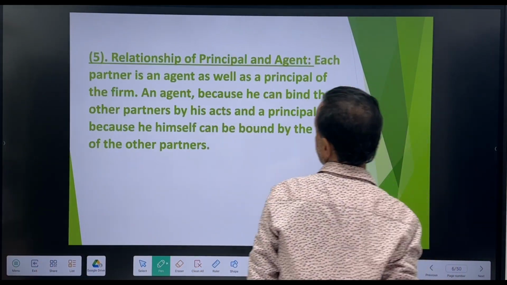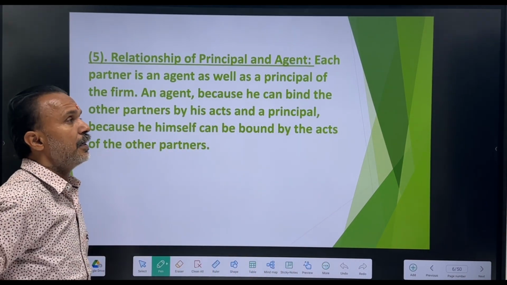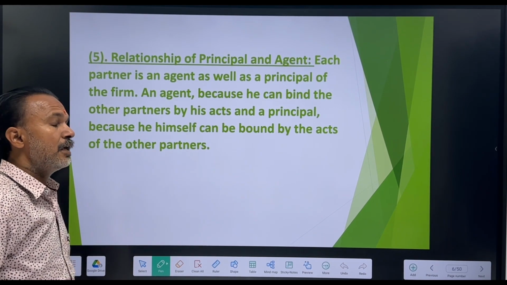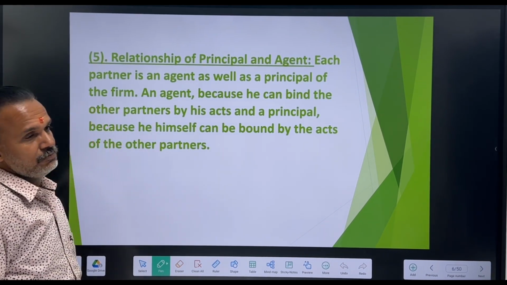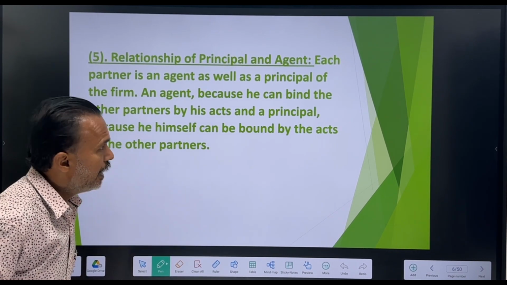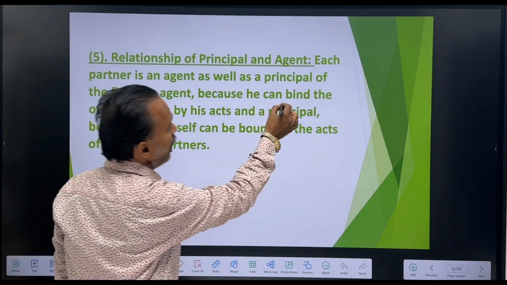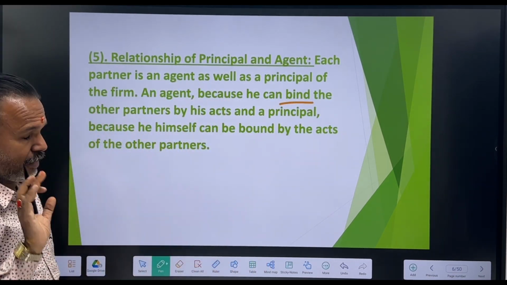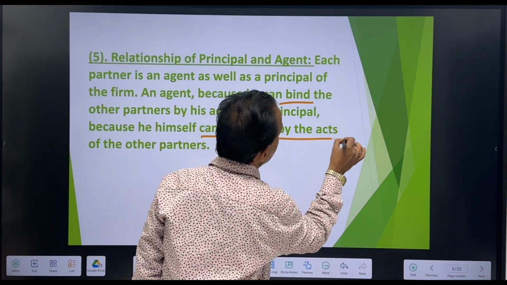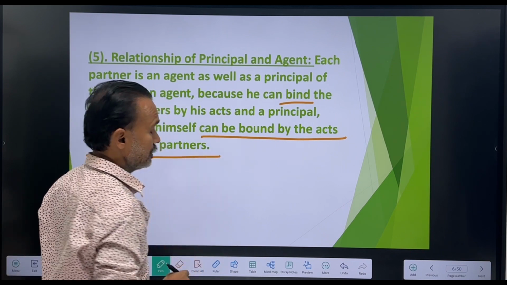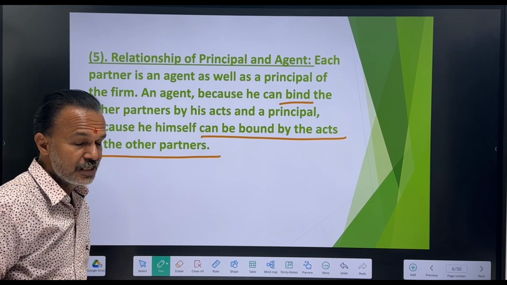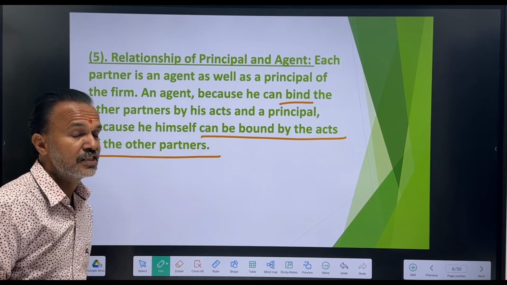Next, relation of principal and agent. Every partner is an agent as well as principal of his firm. As an agent, he can bind other partners with his act, or as a principal, he can be bound by the acts of other partners. It means every partner is an agent as well as principal of his firm.